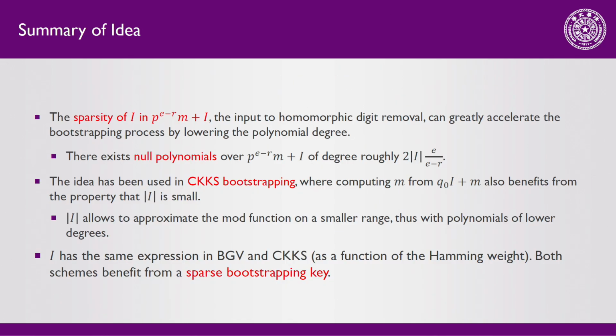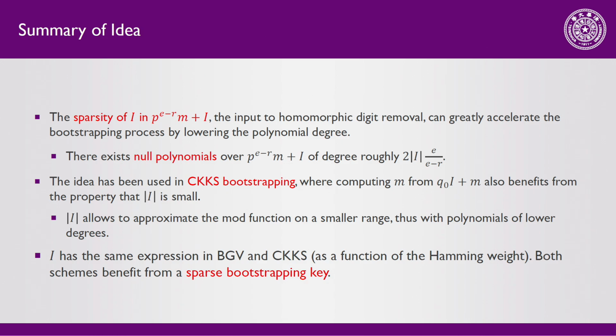And to summarize our idea, the sparsity of I in the input to the homomorphic digit removal allows us to construct null polynomials of degree roughly 2 times the bound of I times e divided by e minus r. A similar idea has already been used in CKKS bootstrapping, where they begin with q0 I plus m and compute a modular reduction against q0 to recover m. And if the size of I is small in CKKS bootstrapping, they can approximate the modular reduction function on a smaller range, which means lower polynomial degree.